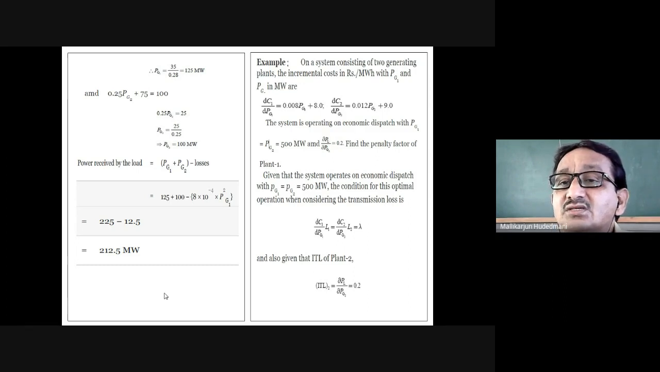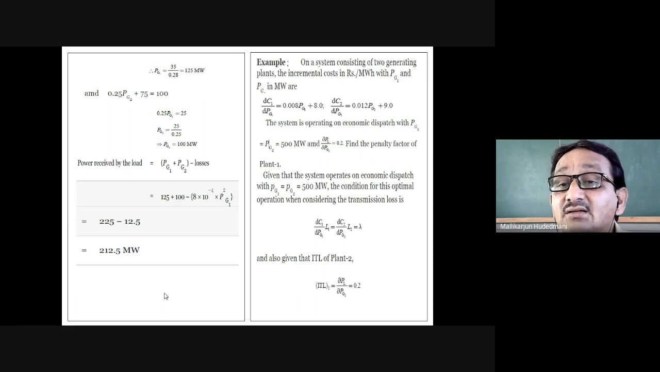On a system consisting of two generating plants, the incremental costs of production in rupees per megawatt hour, with Pg1 and Pg2 in megawatt, are given by dC1 by dPg1 and dC2 by dPg2. Clear? The system is operating on economic dispatch with Pg1 equal to Pg2 equal to 500. So both are equally loaded, 500 megawatt, and dou PL by dou Pg2 equals 0.2. Find the penalty factor of plant 1.